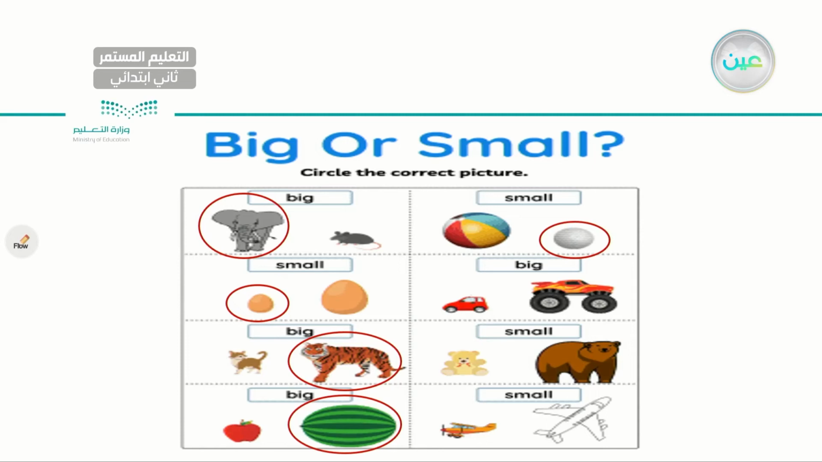Very good. Next, I have two cars. We need to circle the big car. This is the big car. Very good. Excellent. Next, I have two bears. Let's go ahead and circle the small bear. Very good. Next one, I have 2 planes. This is the small one. Very good, my dear student.